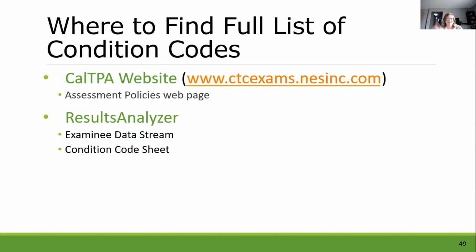I can take this one, Liz, if you like. Yeah, thanks. Right. So there are 2 places where you can find complete lists of all the condition codes. One is on the CalTPA website. We have the link listed there on the slide. It's on the assessment policies webpage. There is a complete list of submission requirements and then the subsequent list of condition codes a candidate can receive for not meeting those submission requirements. That is a public facing page. Candidates have access to this as well as programs and faculty.